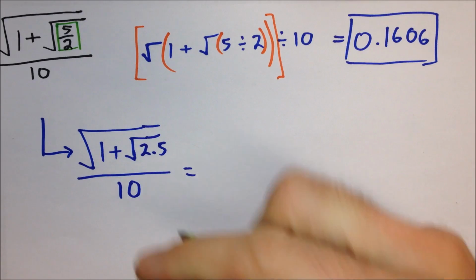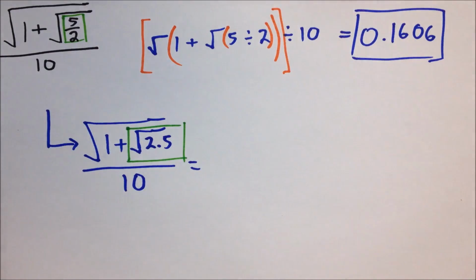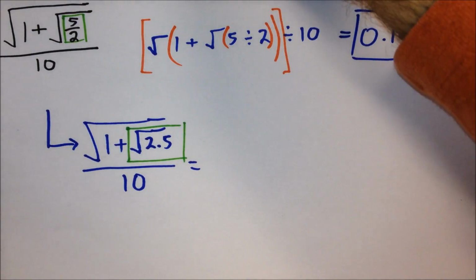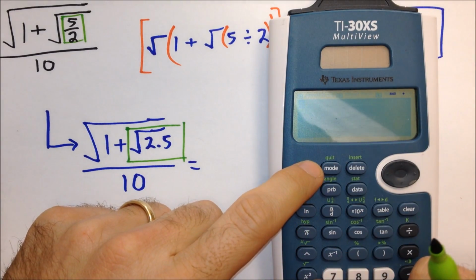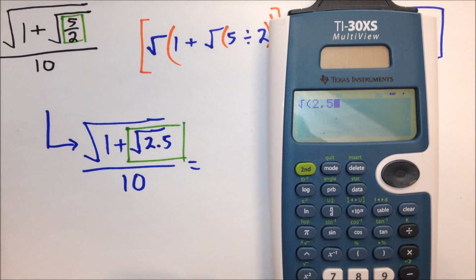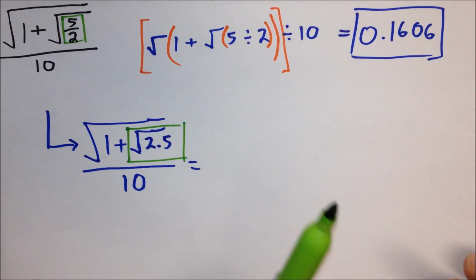Now, the next computation to make is going to be the square root of 2.5, which I will have to grab my calculator to compute because I can't do it in my head. So I'm going to grab my calculator and do the square root of 2.5 and get 1.5811 for that answer.